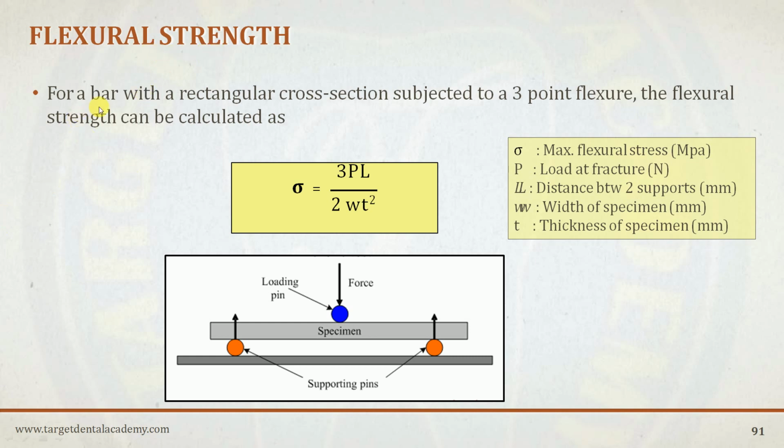So coming on to the flexural strength for a bar with a rectangular cross section subjected to 3-point flexure, the flexural strength can be calculated from your maximum flexural stress, your load at the fracture, and your distance between the two supports divided by the width and the thickness of the specimen. So these are the supporting pins, this is the specimen, this is the loading pin. When you apply the force, what is going to happen? The specimen will get bending down. In your FPD, 3-unit FPD and 2-unit FPD, you can generally see the flexural strength or the flexure strain.